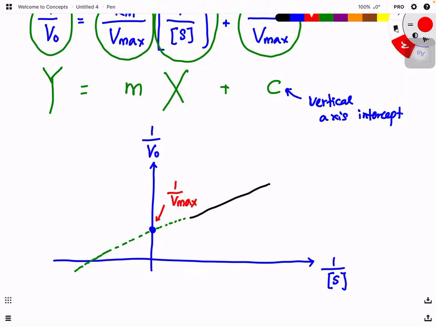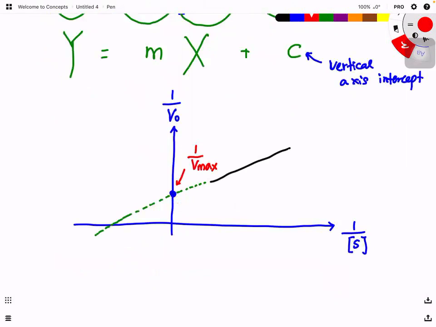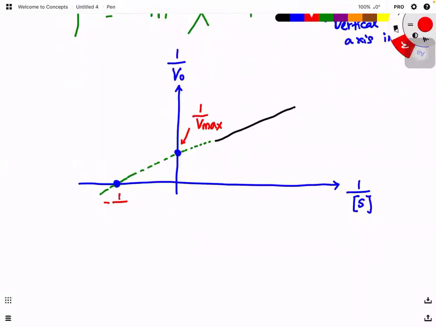Can you see that? Are you clear? This value will equal 1 over Vmax. And if you use the gradient, then this value you can calculate later, it gets negative 1 over Km. So from this double reciprocal plot, I can get these two values, Vmax and Km, and then I can substitute back into the original equation, my Michaelis-Menten equation, to get my V naught from the substrate concentration values. Are you clear?